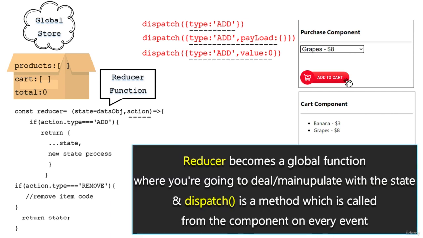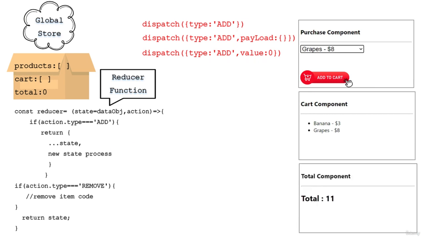So reducer becomes a global function where you are going to deal with the state, you are going to manipulate the state, and dispatch is a method which is called from the component on every event. For example, let's say we want to add one more functionality here in the cart component, that one can remove an item from the cart. Whenever any of these buttons is clicked, you will be dispatching an action. So you'll say dispatch type remove, and here in the payload you may say item index. I'm naming the payload as item index, and I pass the value, that is the index.